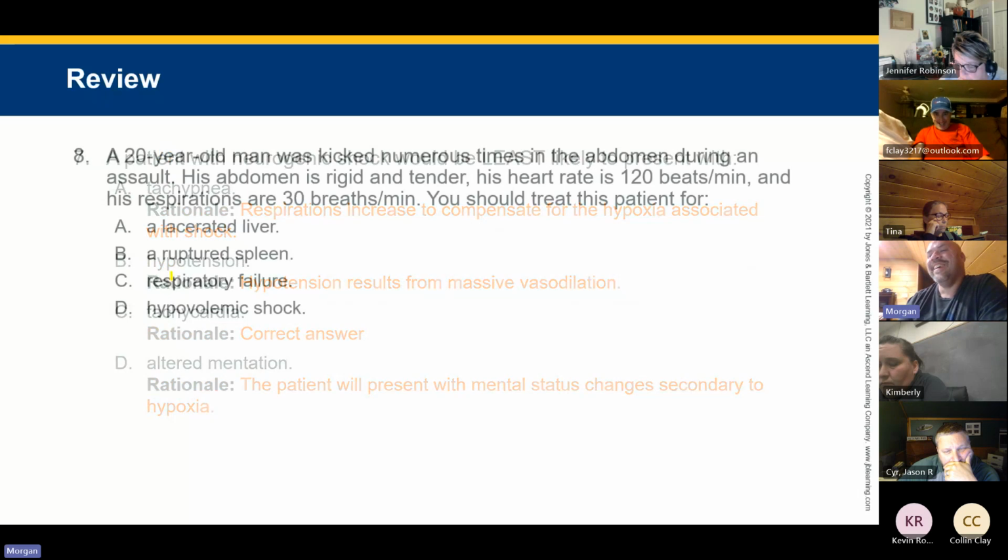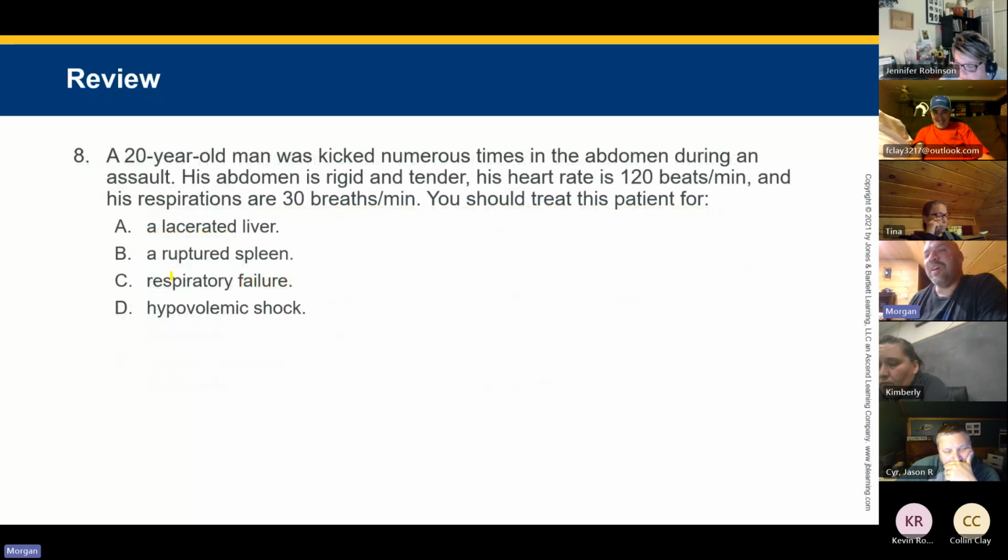A 20-year-old man was kicked numerous times in the abdomen during an assault. His abdomen is rigid and tender. His heart rate is 120 beats per minute, and his respiration rate is 30 per minute. You should treat this patient for: A, a lacerated liver; B, a ruptured spleen; C, respiratory failure; D, hypovolemic shock. I'm going to say B. I would say D, only because we're learning about shock.